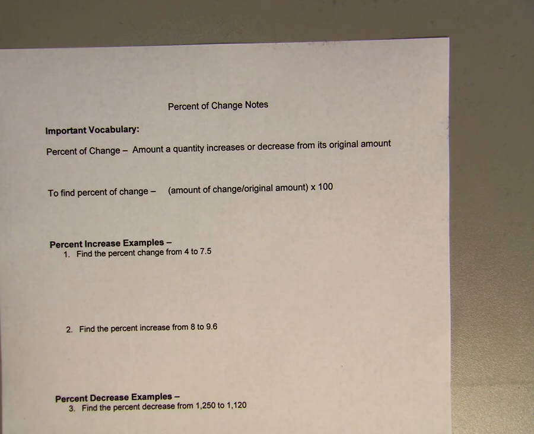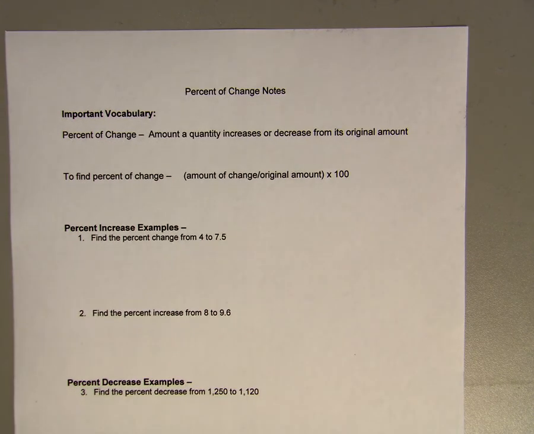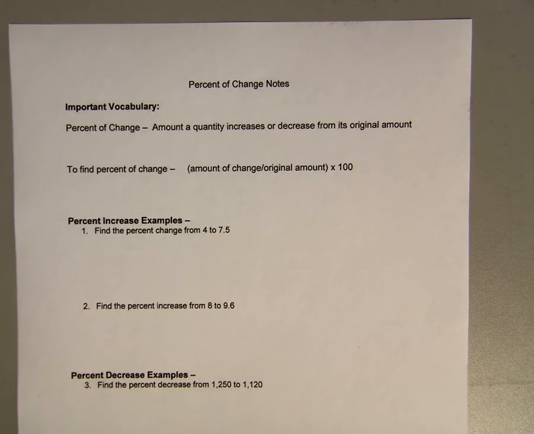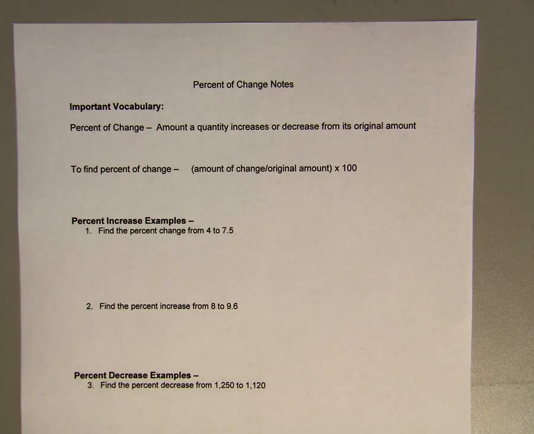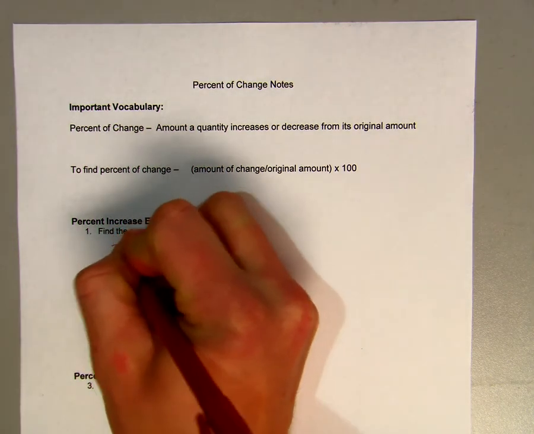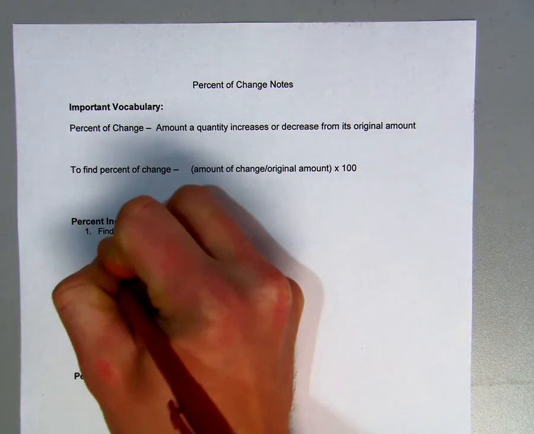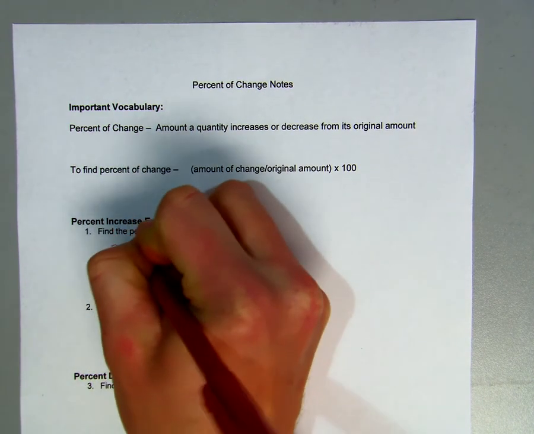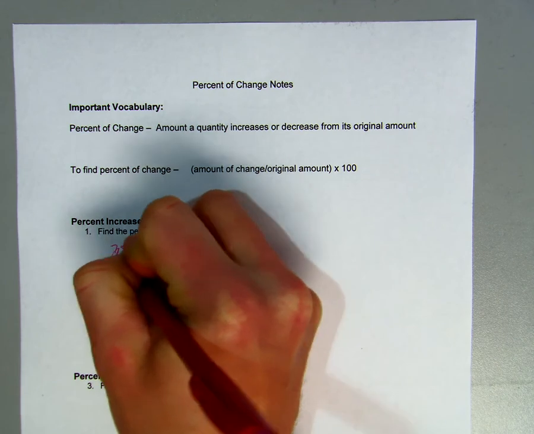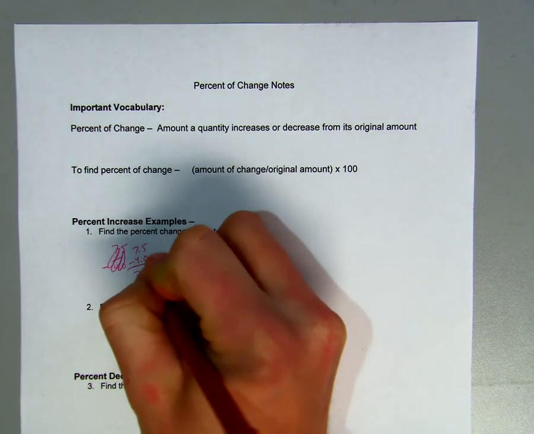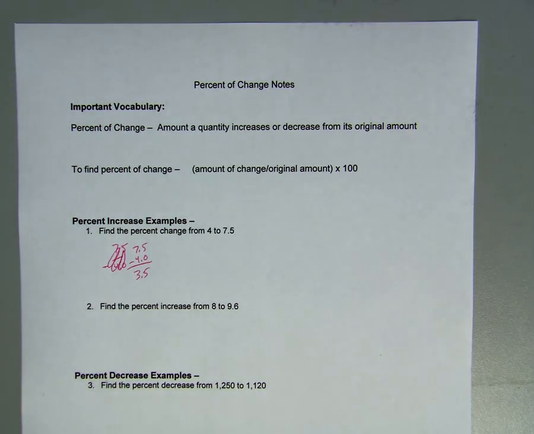So my first question here is find the percent increase, and I'm going from a 4 to 7.5. So I'm increasing, which means it's going to be a positive change. The first thing I need to do is find the amount of change. So I'm going to subtract 7.5 minus 4. Okay, and I get an answer of 3.5 as my change.